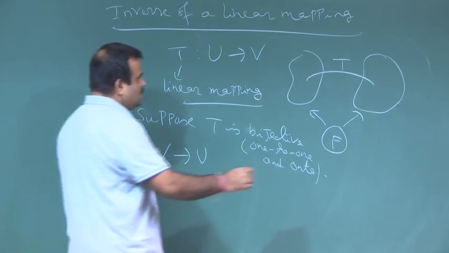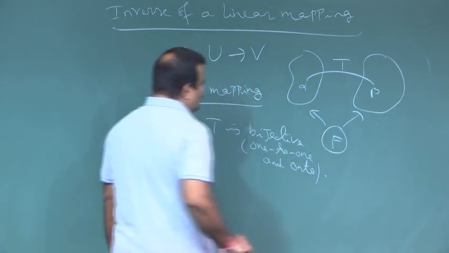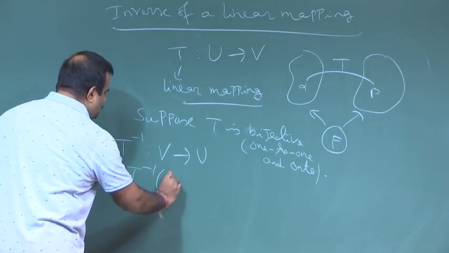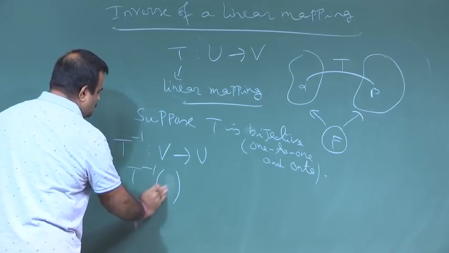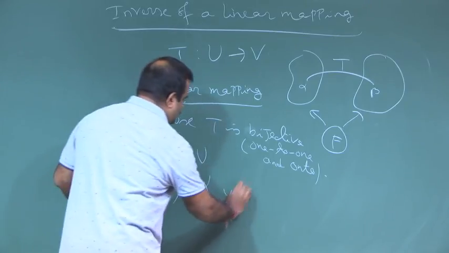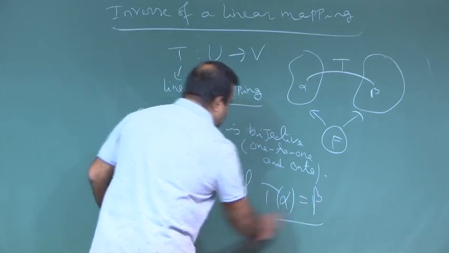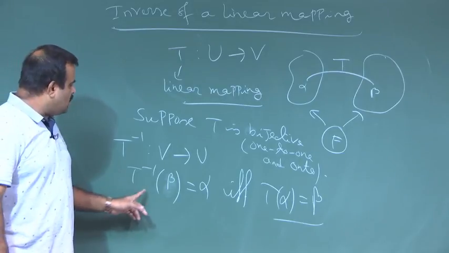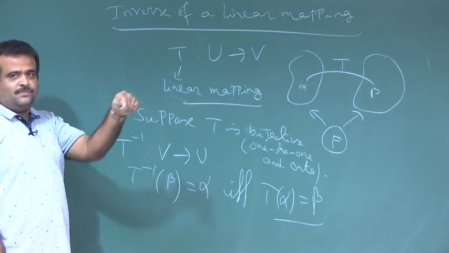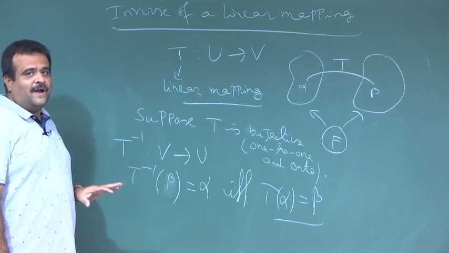So, how to define that? Suppose this is beta, and this is alpha. So, alpha is going to beta. So, T inverse of beta will be alpha if and only if T alpha equals beta. And since T is 1 to 1, there is only one alpha which goes to beta. So, that means this T inverse is well defined.